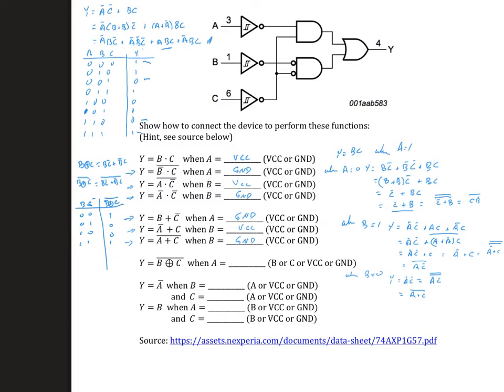Okay, so now look at what's happening with A on these 4 cases. You'll notice that in each of these 4 cases, A and B are equal. So if A is equal to B, whatever B is, so if we tie A and B together, then this looks like B XOR C bar.